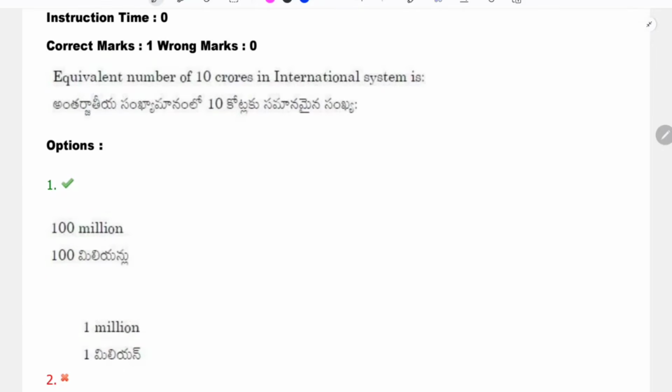Next, the equivalent number of 10 crores in the international system. You know, the international system is what? Millions, billions and all those things. What about the Indian system? The Indian system is lakhs, crores and all those things. So first you write 10 crores, 10 followed by crores. This is 10 crores, right?